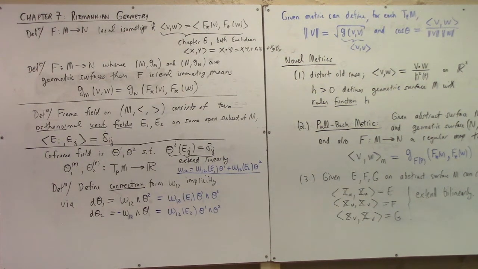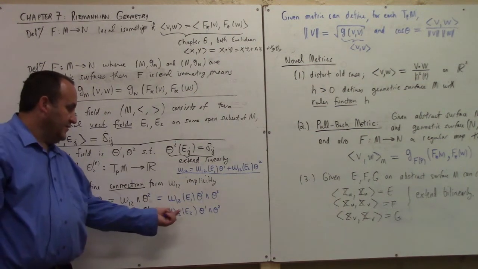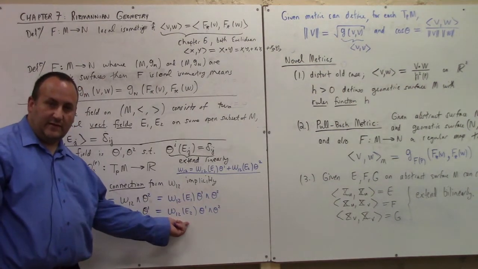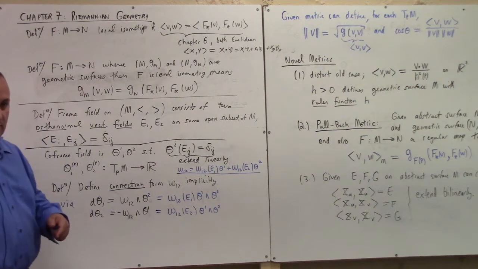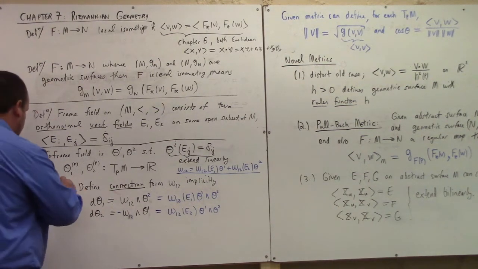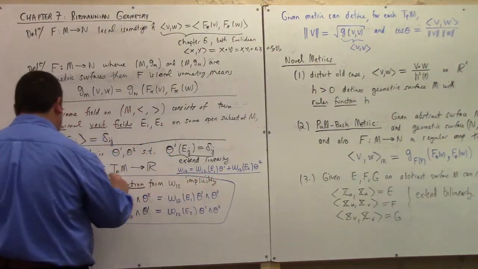So for an abstract geometric surface, if you can calculate the coframe and you can calculate the differentials of the coframe, you can compare with theta 1 wedge theta 2, and in so doing, you can calculate the components of the one-form omega 1, 2 of E1 and omega 1, 2 of E2, and then use those to construct the connection form. This defines omega 1, 2 without ambiguity. All right? What else do we want to define?